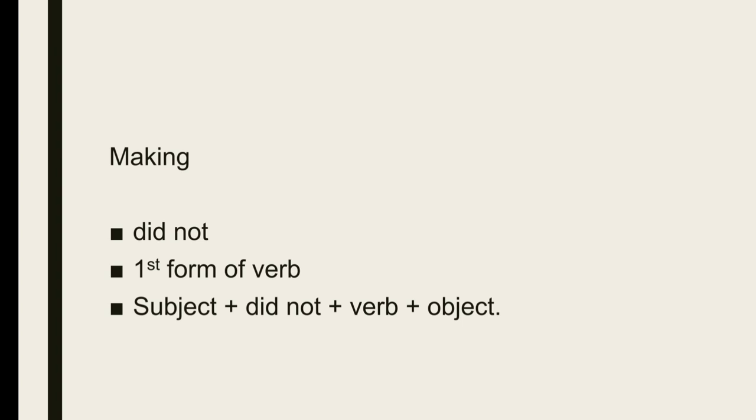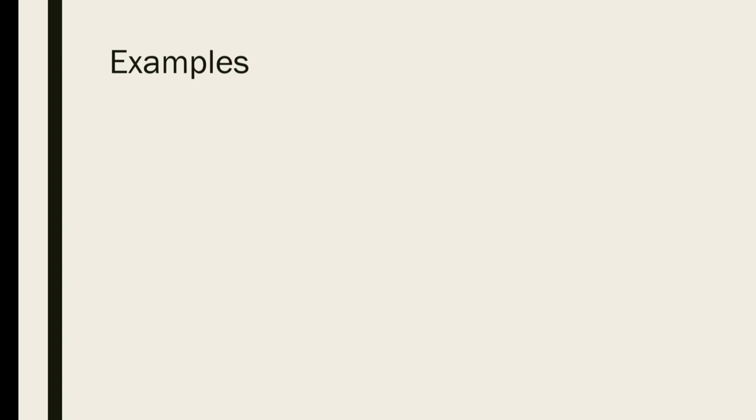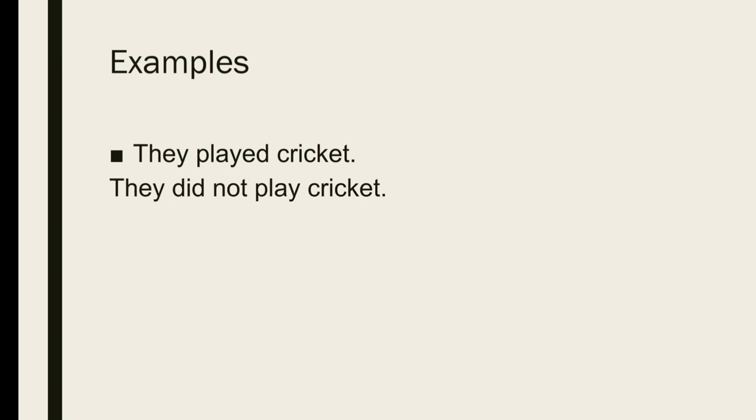Subject plus did not plus verb plus object. With did not, which form of verb will you use? First form of verb. For example, they played cricket. Played, second form of verb. It means it is simple past tense. We have to change this affirmative sentence of simple past tense into a negative sentence. So what will we add here? Did not. And with did not, we always use the first form of verb. So they did not play cricket.